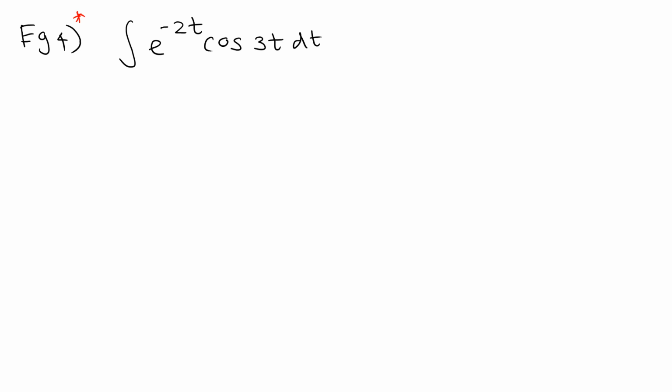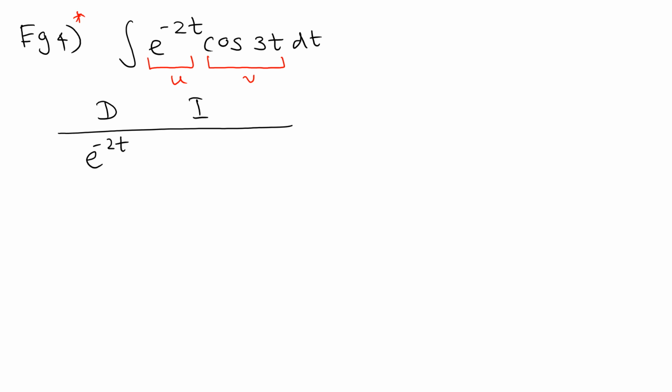Also, for this problem, it doesn't really matter which one we pick as the u and the v. So for this one, I'm going to pick this one as the u term or the d term, and this one as the v term. So we're going to make the DI table. So let's see what happens. It's a D and I. We're going to put e to the negative 2t as the D term, and actually here I did not follow the LIATE rule for this one, because you can see if we used the LIATE rule, then it would be the other way around, but we just go with it like that.